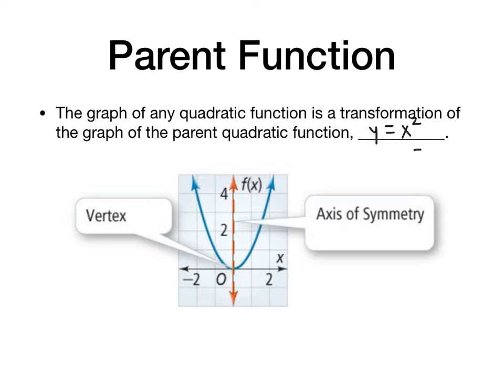In this equation, do we have an h or k? No. So what do you think our vertex is going to be? What's our h? 0. And what's our k? 0. So our vertex is going to be (0, 0). Our axis of symmetry is x is equal to h. What's our h? 0. So x is equal to 0 is going to be our axis of symmetry.